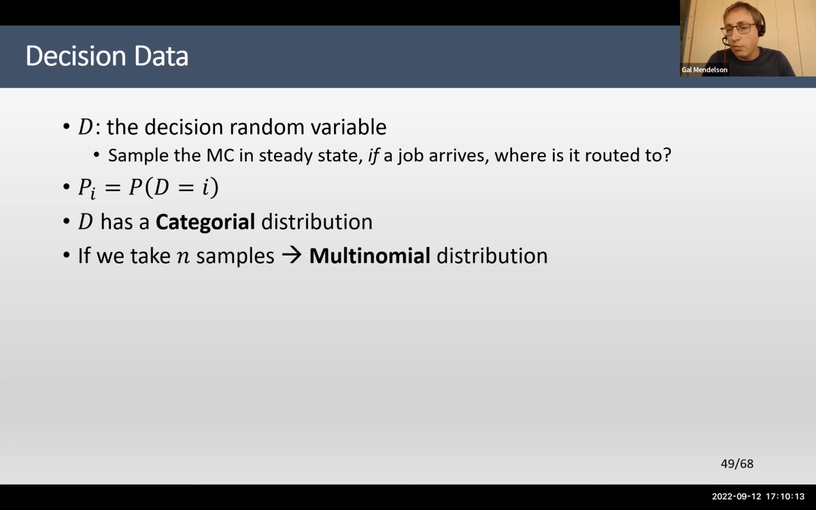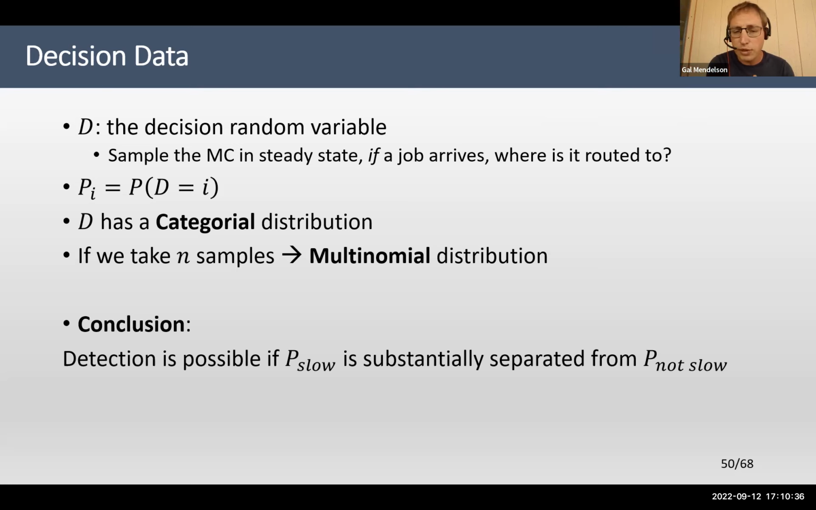Clearly, it can be the numbers 1 to k, and we denote by pi_i the probability that this decision random variable equals i. So this has a categorical distribution, and if we take n samples, a multinomial distribution, which is very nice to work with. Another key advantage of looking at decision data when possible. So a conclusion from these simple definitions is that we expect detection to be possible based on decision data if the probability of sending to a slow server is substantially separated from the probability of sending to a non-slowed-down server.